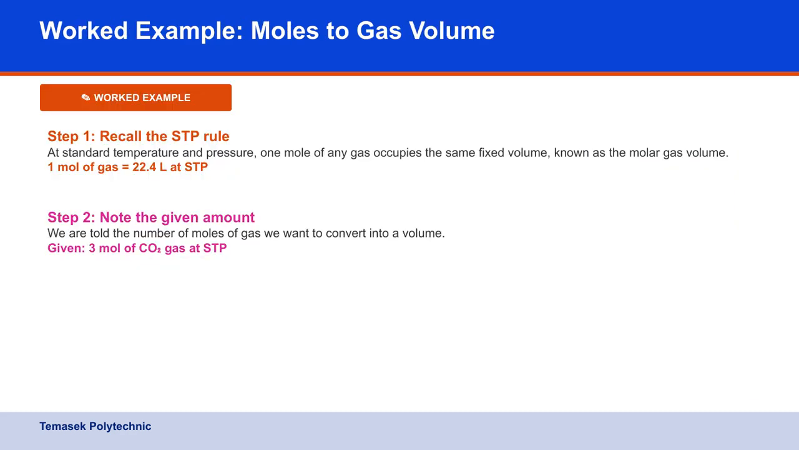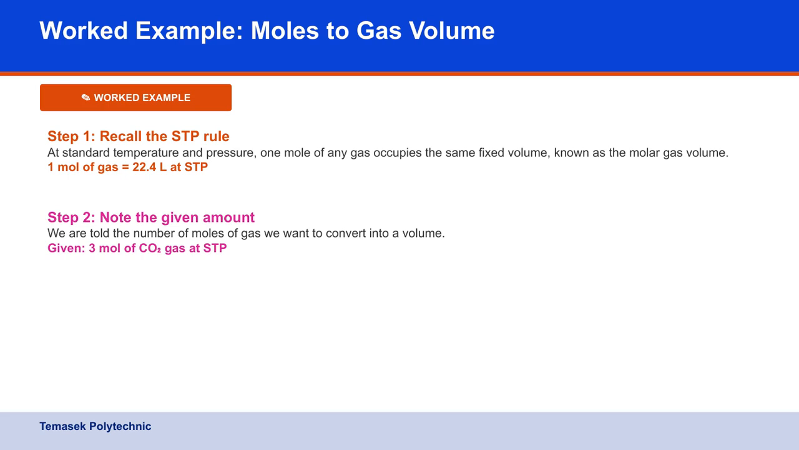Here is your chance to attempt this before I walk you through it. Pause now. So we are converting moles of a gas into a volume at standard temperature and pressure. Step 1 is recalling our key rule. At STP, 1 mole of any gas occupies 22.4 liters.